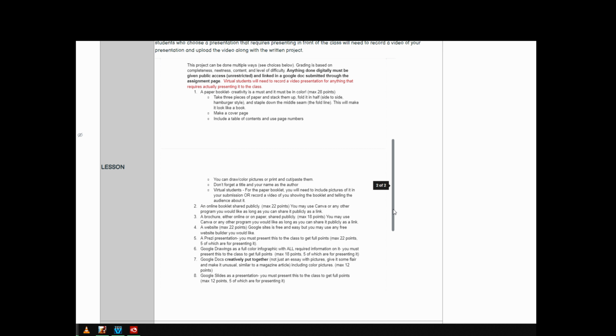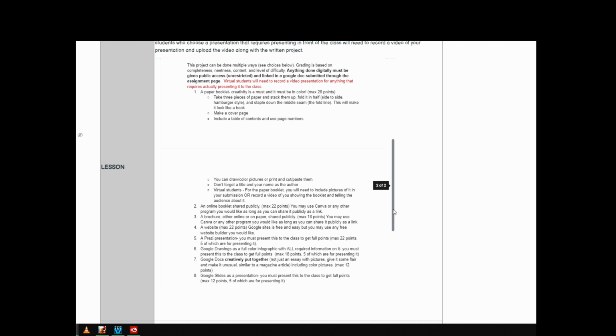So option number 1, the paper booklet. Be creative with this. It needs to be in color, and it has a maximum of 28 points possible. So this is the one where you'll get 100% if you do everything correct. You're going to take 3 pieces of paper, stack them up on top of each other, and then fold it in half so the 2 short sides meet together. So do it hamburger style. Staple down the middle seam so it holds the 3 pages together.